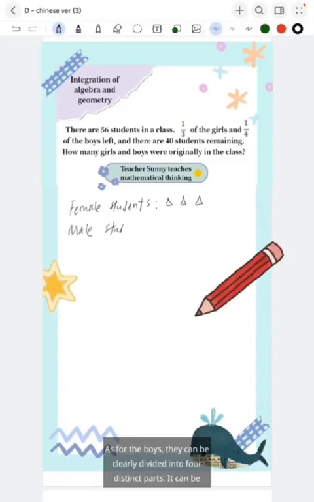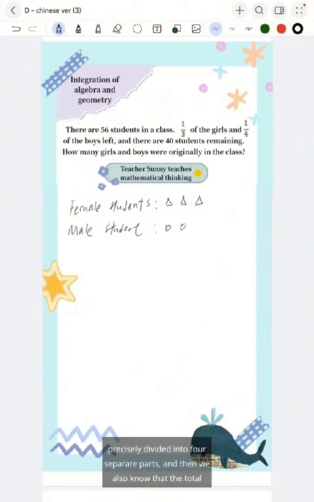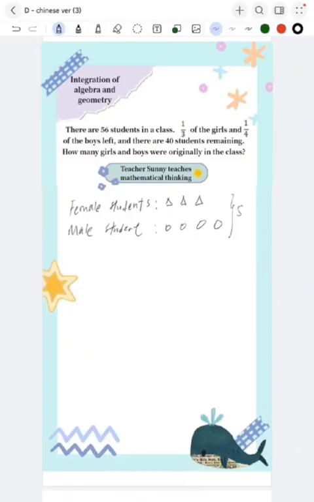As for the boys, they can be clearly divided into four parts. And then we also know that the total number of girls plus the total number of boys equals the grand total number of people, which is 56. There are 56 students, right?